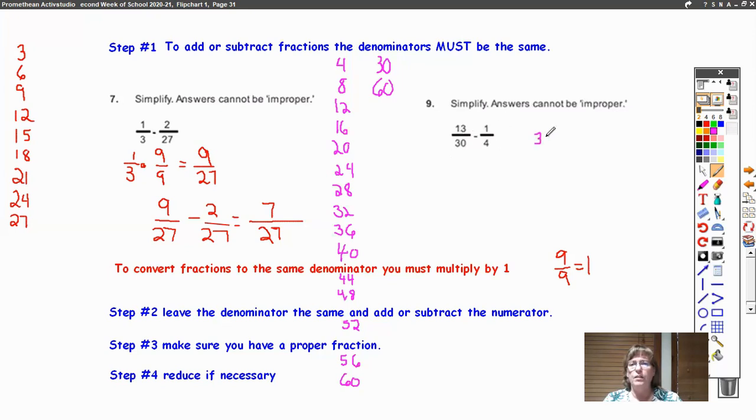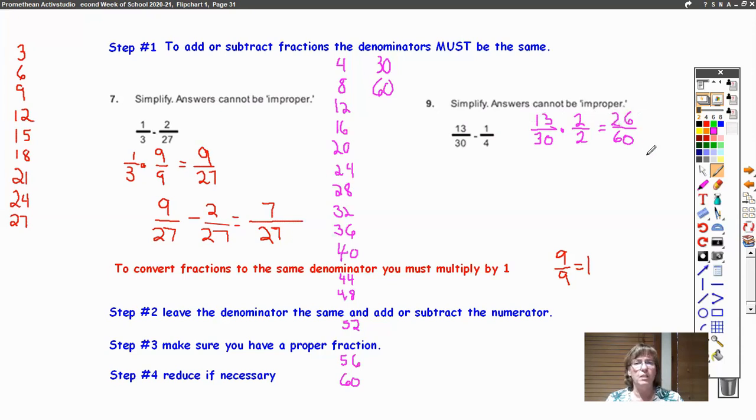So we have 30, and that was 1/3. And we have to multiply it. To convert fractions to the same denominator, we must multiply by 1. So we've got to figure out what 1 we would have to multiply by to get to 60. And all we have to do is just count. 1, 2. So the 1 we need is 2 halves. If we do that, we'll get to 60. 30 times 2 is 60. 1/3 times 2, well, 2 times 3 is 6, and 2 times 1 is 2.